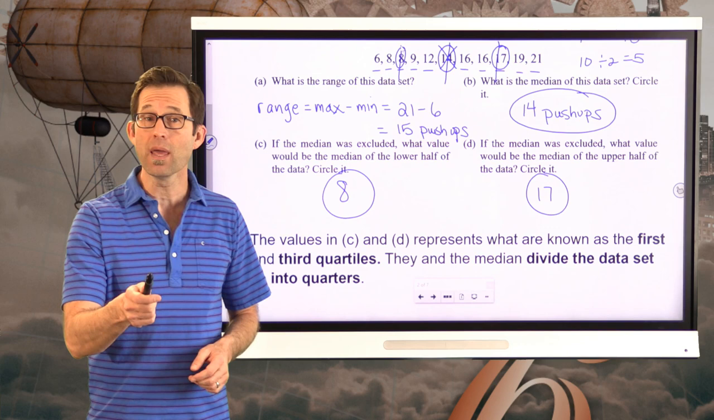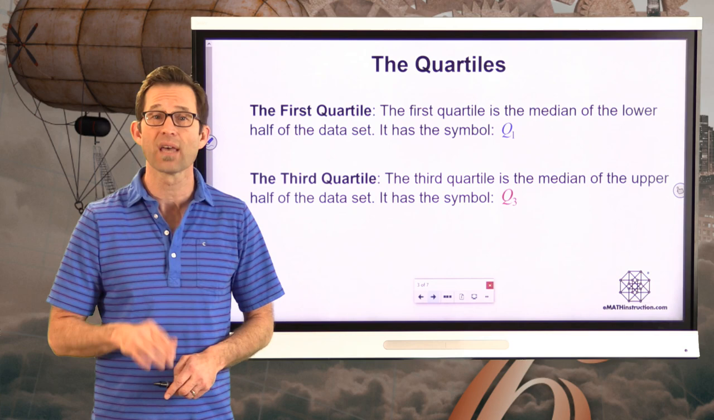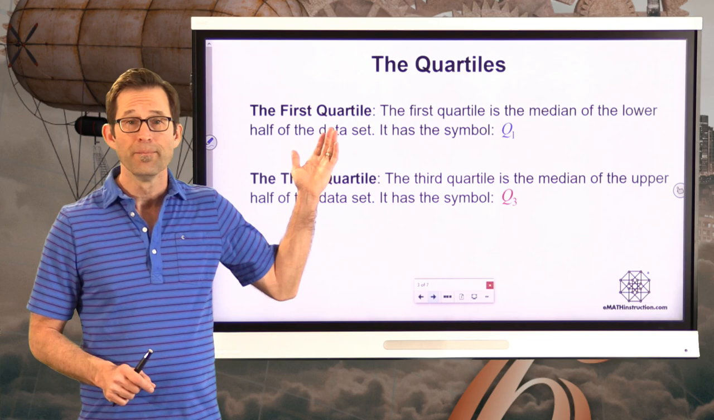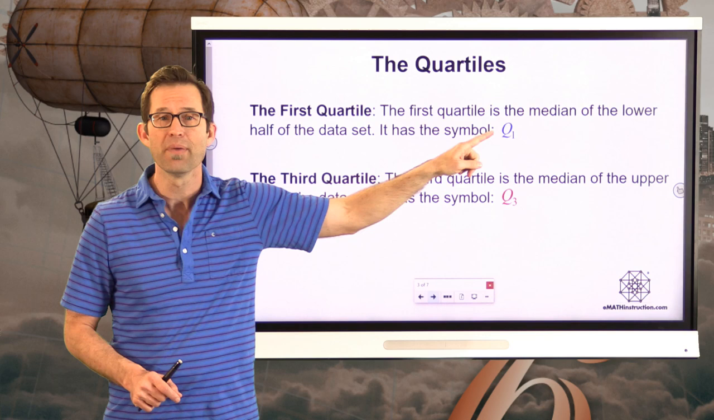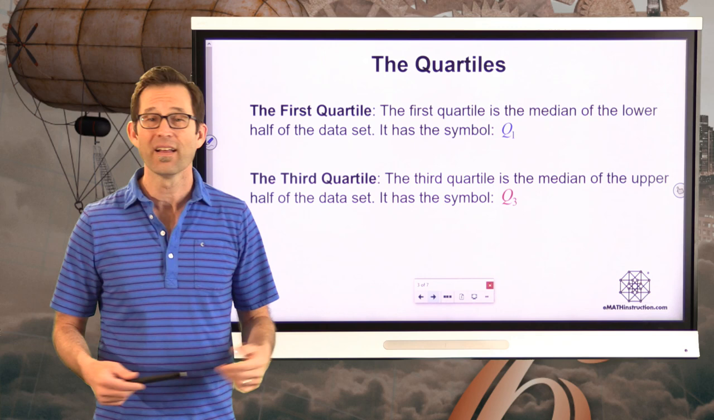It's that simple. In fact, I kind of wish we had referred to the median as the second quartile. They don't, they just refer to it as the median, but one could think of it as the second quartile. The first quartile is the median of the lower half of the data set. We symbolize it with a big Q and a little one. And the third quartile is the median of the upper half of the data set. It's symbolized by a big Q and a little three. And that's it. That's all quartiles are.